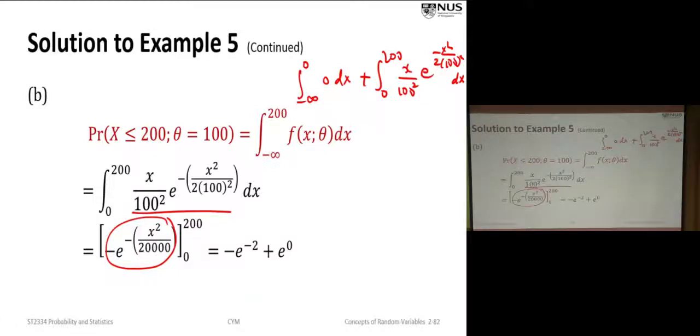So this is what we have. Substitute 200 in it, you got e to the power minus 2. Substitute 0, you got plus 1. So the answer is 0.8647. So in other words, the chance of this x falls between minus infinity to 200, or less or equal to 200, is equal to 0.86.